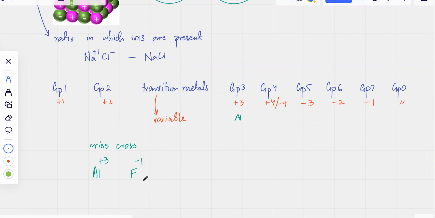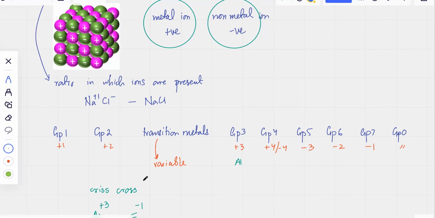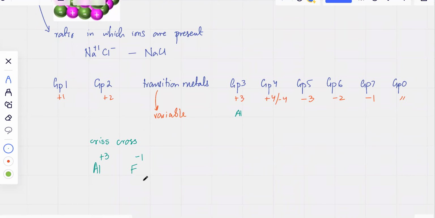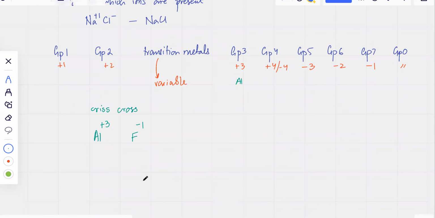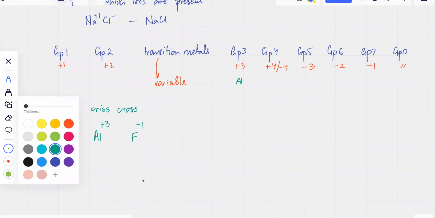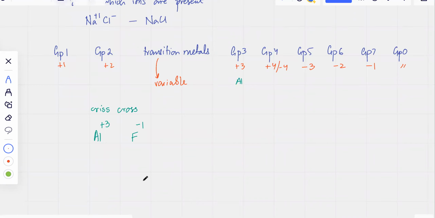Without drawing the dot and cross diagram, without going into any detail, you can figure out the ratio of the positive and negative ions in the lattice, in what ratio would they exist? So one is +3, the other one is -1. What you simply do is bring the 3 over here and the 1 over there. So the formula is going to be Al would be 1.